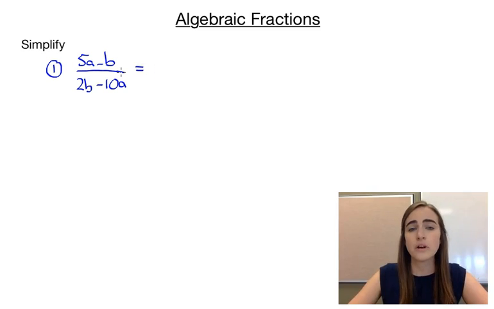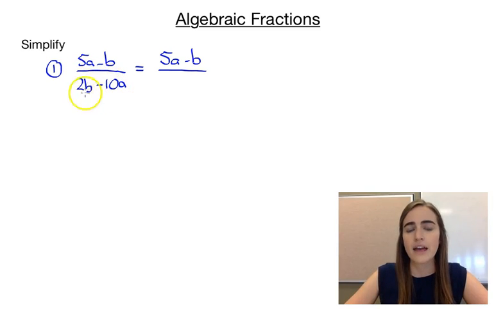Right, so the first thing you always want to look at when you're trying to simplify algebraic fractions is to see whether you can factorize either the numerator or the denominator or both. So that top one, there's no common factors, it's not a difference of two squares or anything like that, so we can't factorize the top, but we can factorize the denominator because they have that common factor of 2.